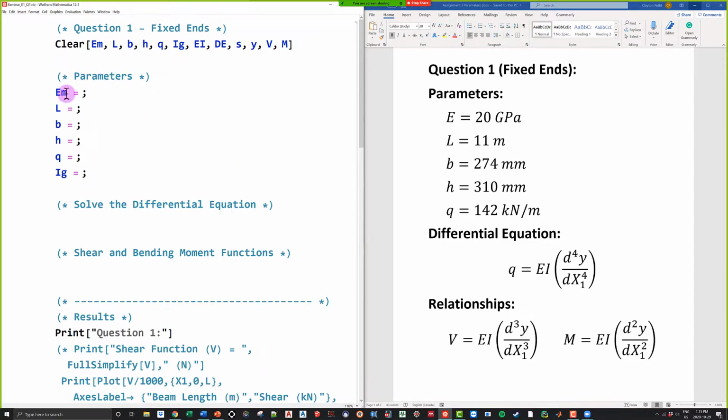So the first one I want to define is EM, which I define as the Young's modulus, or the elastic modulus. And in the question, we are given that the value of E is 20 GPa. So if I want to, I can go EM is equal to 20. So what do you guys think? Did I do this correctly or did I do this incorrectly?